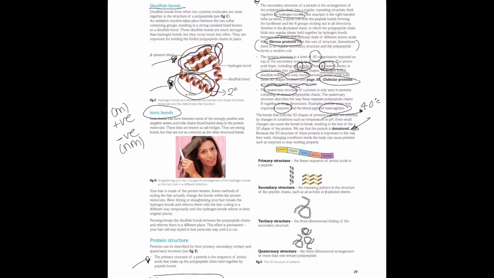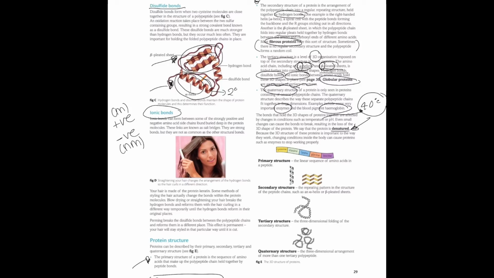And so that's why when people have a fever of more than 40 degrees, they die, because your enzymes denature, and so the reactions that happen in your body will happen too slow to sustain life, and that's why you die. But we don't say a protein has died, we would say it has denatured. Because the 3D structure of these proteins is important to the way they work, changing conditions inside the body can cause proteins such as enzymes to stop working properly.